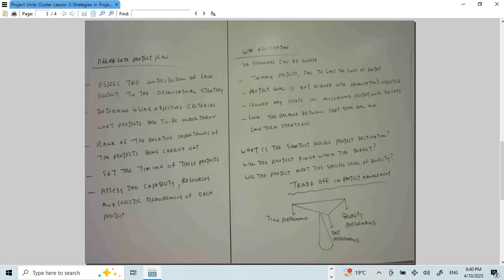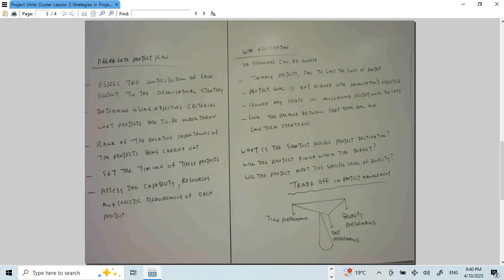We also need to assure this when making the project plan. Too many projects fail due to limited scope of project goals, not being aligned with the organization's objective, ignoring the key issues concerning the project, being too late, and lacking balance between the short-term goals and the long-term strategies. Those things can be avoided. Because of this, we can set the project as a destination.